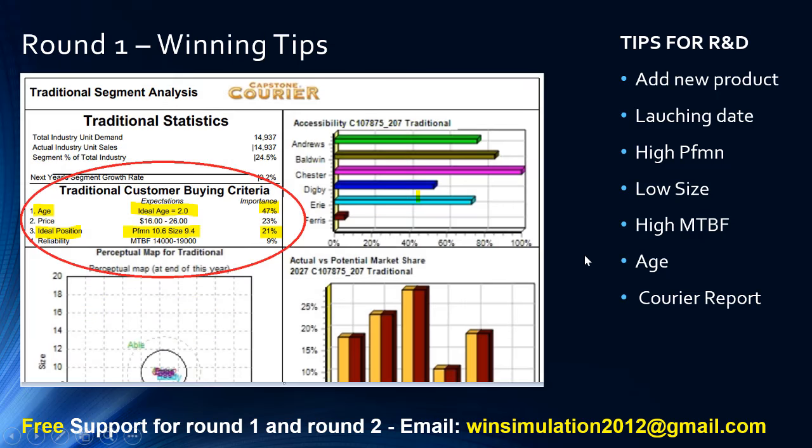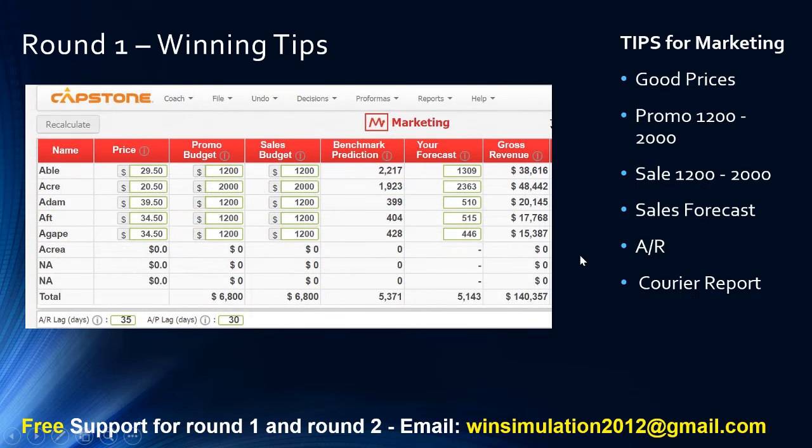Now we move to marketing. Marketing is important because it is the second most important after R&D. We can change the price, updating the price every round, and increase promotion and sales budget from 1,200 to about 2,000. For example, in round 1, you can set 2,000 for the second product, low end, because you focus on low end and think it can sell better, or you can focus on another segment if you like.